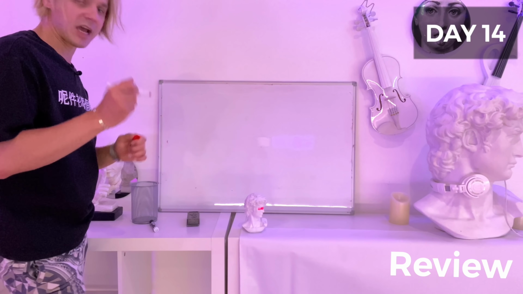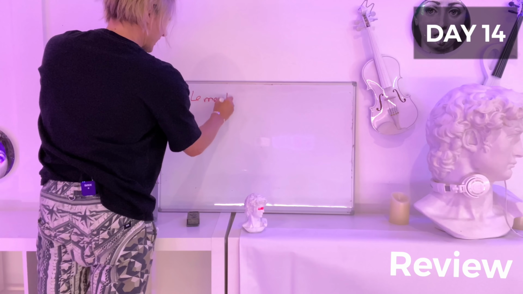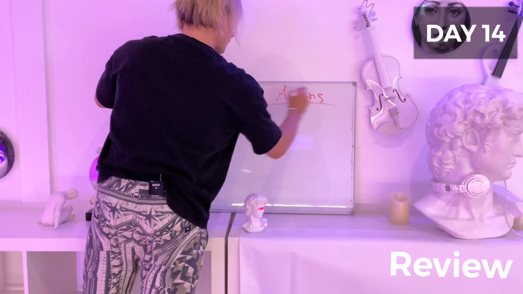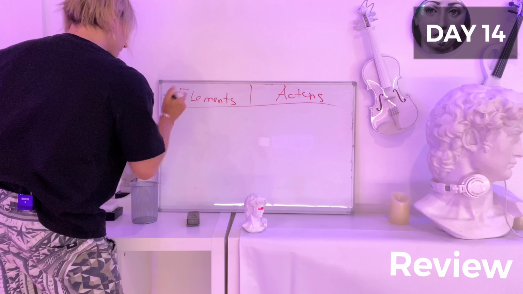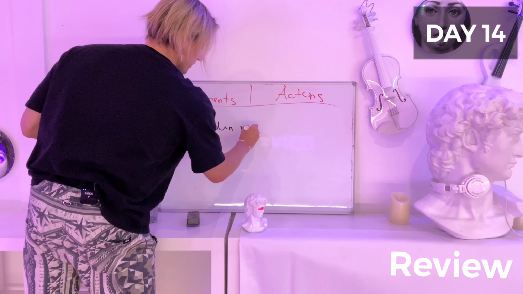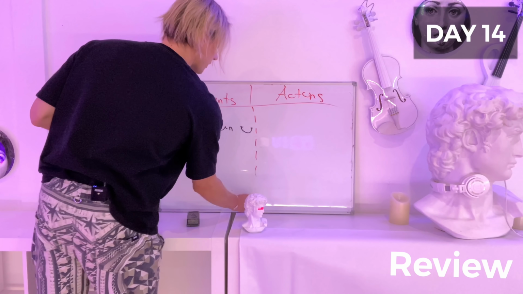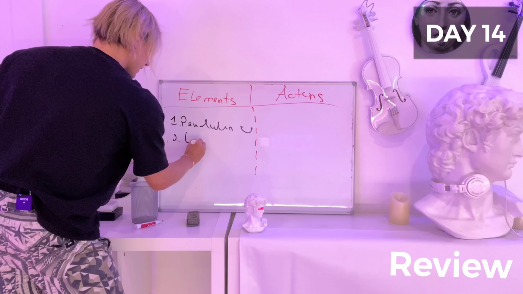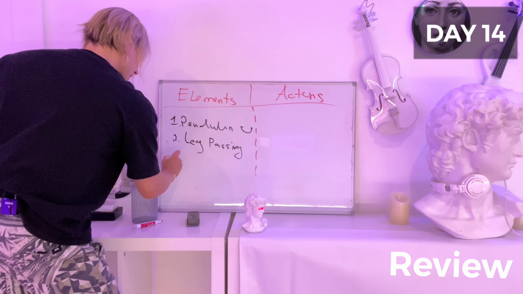Every time, start with this board. Make it clear in your head that we have elements of technique, and then we have actions. Those are a little bit different things. So what elements do we have? Number one, pendulum action. Keep always, like, write for yourself these elements, like your own personal notes. Make sure everything you do, you have a pendulum action there. Then number two, we have a leg passing action. And number three, we have walk, the step itself.